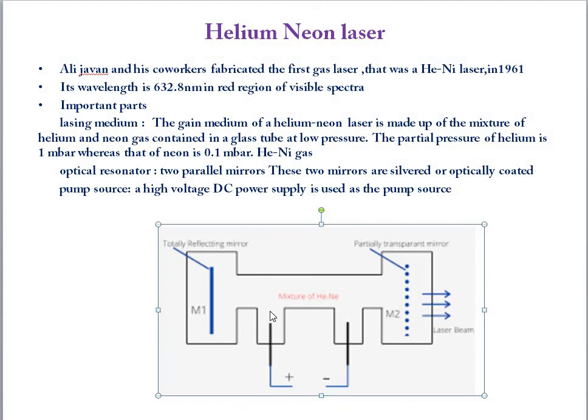This is a diagram of a helium neon laser. These are the two mirrors. This one is totally reflecting or highly polished. This one is partially polished and partially reflecting. And this is the active medium. Here the helium and neon mixture is there. These are electrodes. There are two electrodes, positive and negative, connected to a power supply. And this is the laser output. These are the important parts of a helium neon laser.